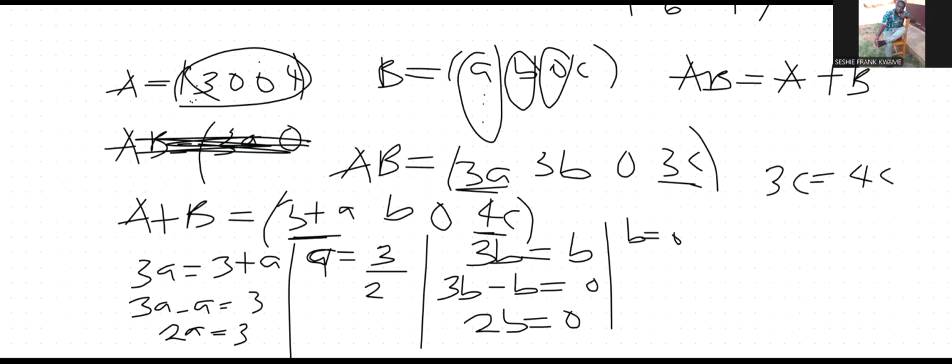So that will be 0 is equal to 4C minus 3C. So C is also 0. As it is.